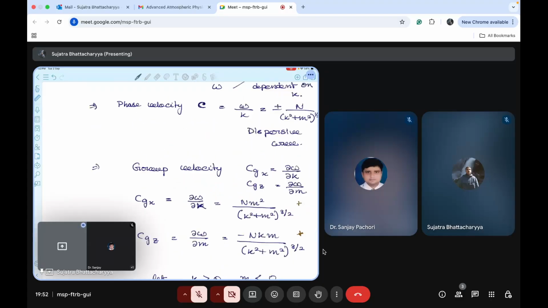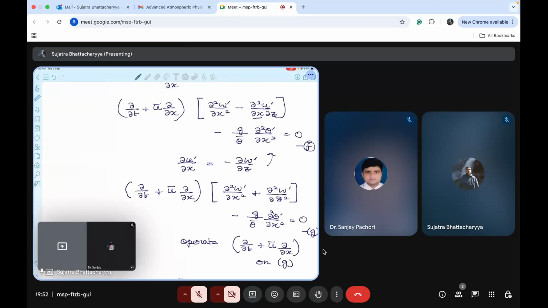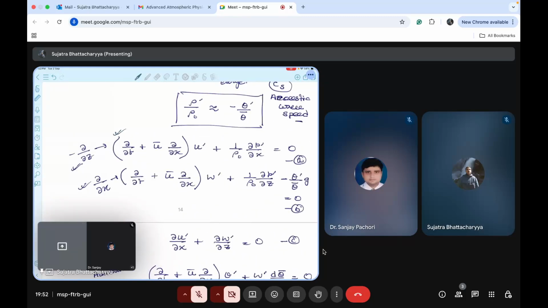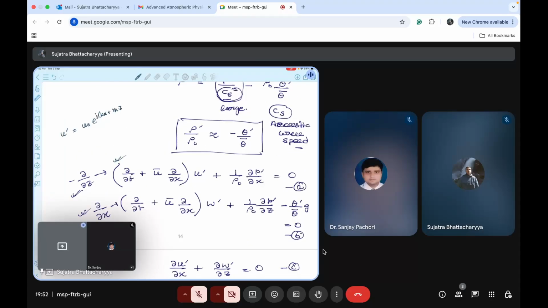If this is the case, let's go now to the very first equation. P dash is positive. So actually what we are doing is that we are writing this u dash as some u naught e to the power iota kx plus mz minus omega t. Similarly w dash, similarly p dash, everything we are writing like that.